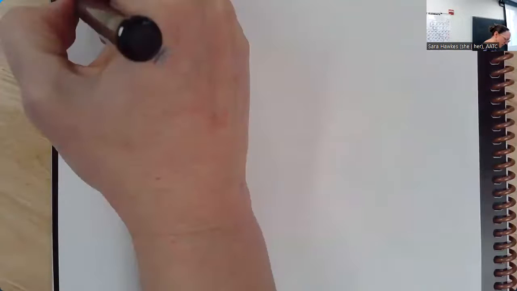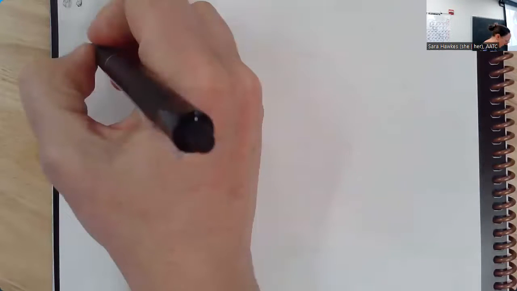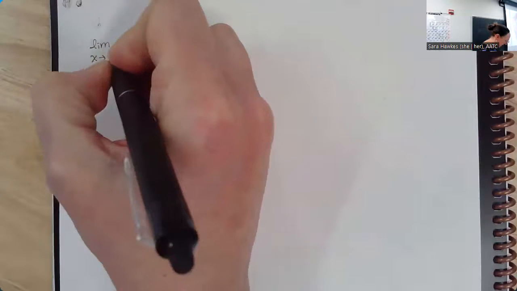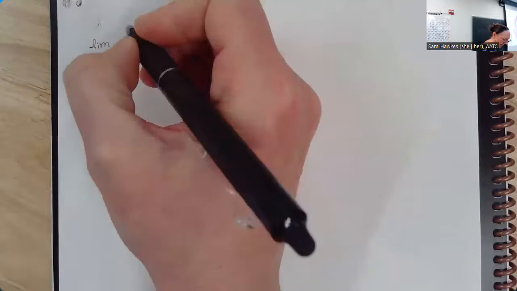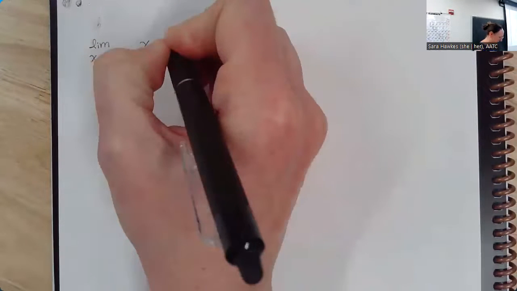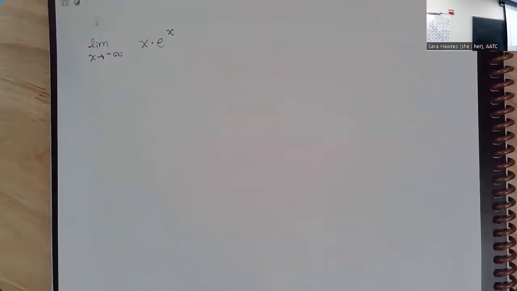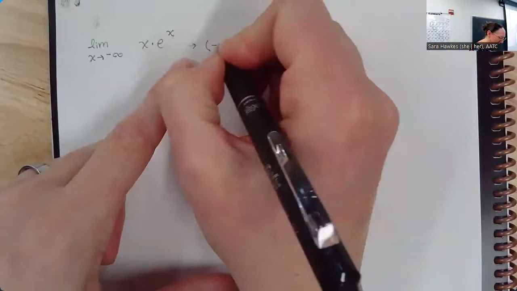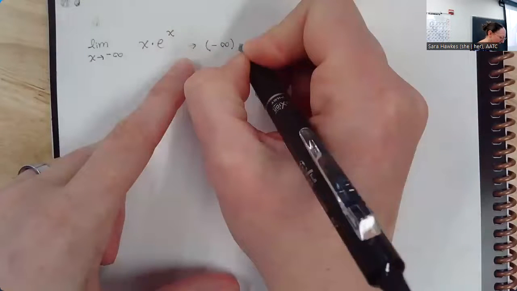Okay. So we've got the limit as x approaches negative infinity of x times e to the x. There are a couple of different ways that we can approach this, but the first thing that I'm going to do with any limit problem is to just plug the number in. But if I plug the number in, I'm going to have negative infinity times e to the negative infinity.